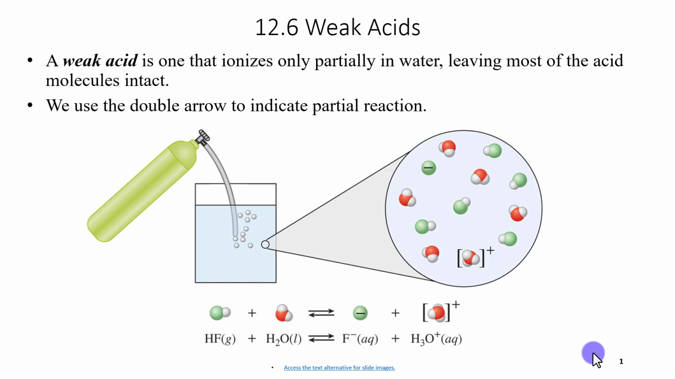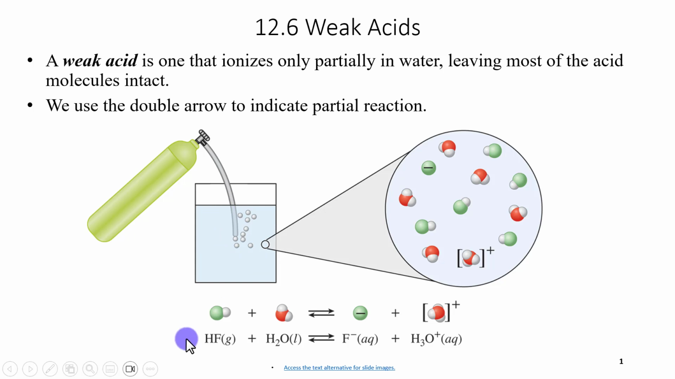In this section, we're going to take a look at weak acids and weak bases, as opposed to the strong acids and bases that we already talked about. Since we know what a strong acid is, then we can figure out what a weak acid is by how it dissociates in water. So a weak acid is one that ionizes only partially, so it does not split completely into ions when put in water. In fact, most of the acid is going to be intact.